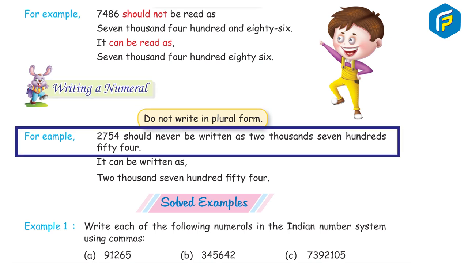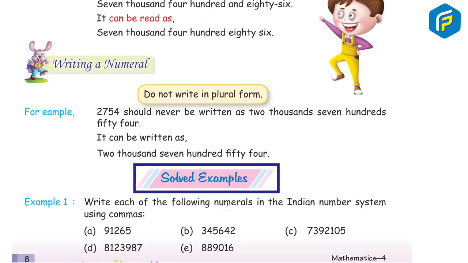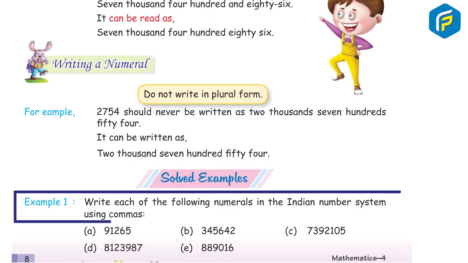For example, 2754 should never be written as two thousands seven hundreds fifty-four. It can be written as two thousand seven hundred fifty-four. Solve examples. Example 1.